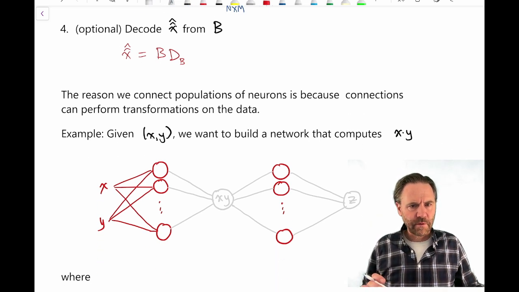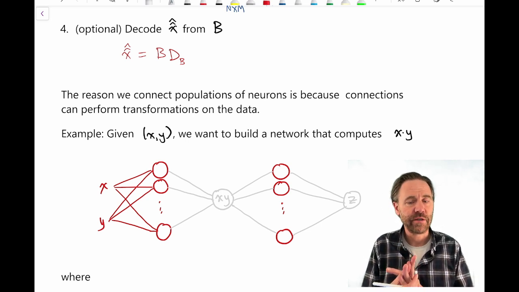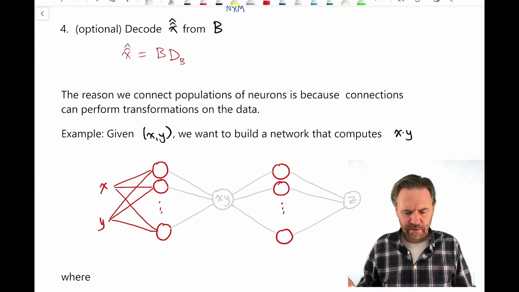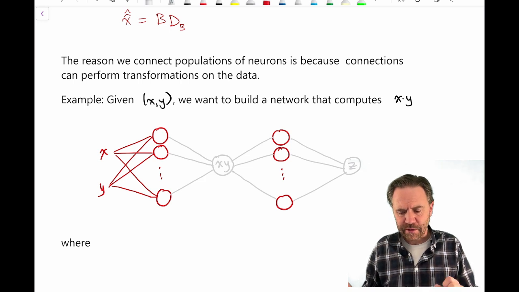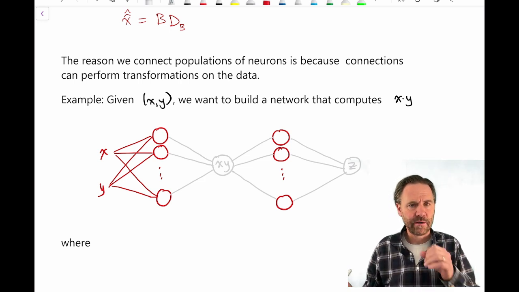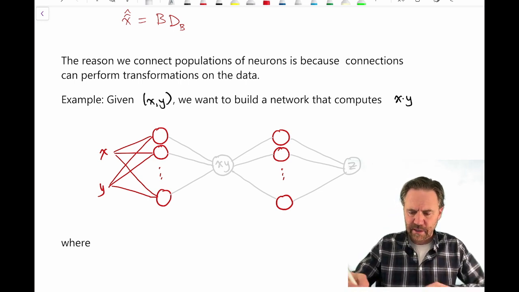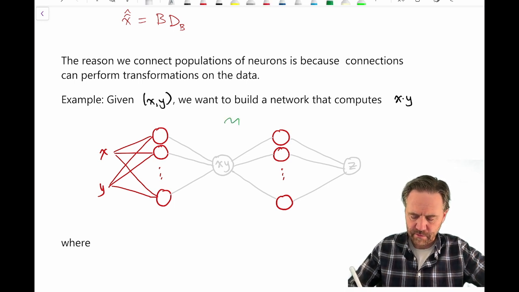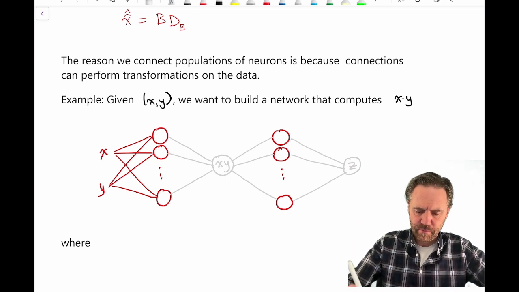The reason we connect populations of neurons is because connections can perform transformations on that data. So given a population encoding x y, let's say, we want to build a network that computes x times y. Now, I showed you how you can compute the decoding weights before. So let's just, what color should I use? I'll use the other colors.